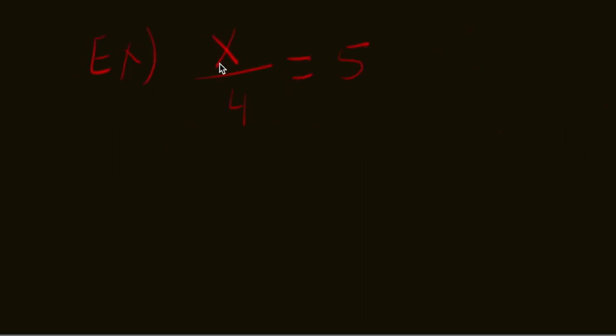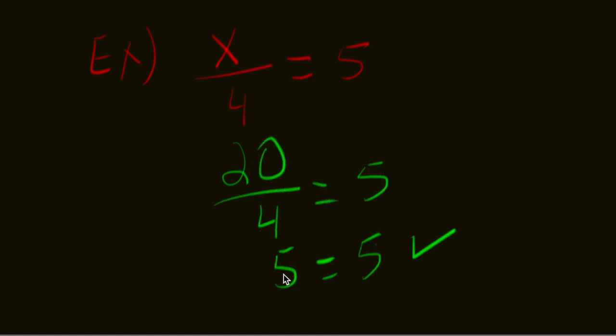Now let's look at this problem. X divided by 4 equals 5. What does that mean? X is a number. When you divide it by 4, you should get 5. So since this is a simple problem, you can just guess what X is. So what number, if you divide it by 4, will give you 5? X is 20, because 20 divided by 4 equals 5. So 5 on this side equals 5 on the other side. Okay?